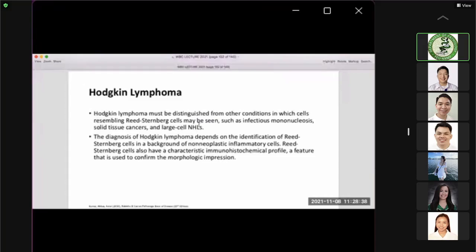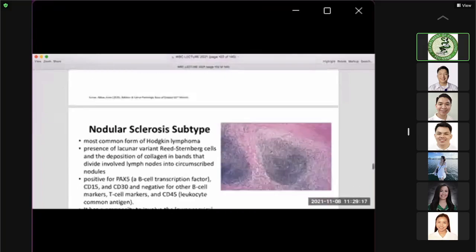Okay, Hodgkin's lymphoma must be distinguished from other conditions in which cells resembling RS cells may be seen, such as infectious mononucleosis, solid tissue cancers, and large cell non-Hodgkin's lymphoma. So the diagnosis of this one depends on the identification of RS cell in the background of non-neoplastic inflammatory cells. Parang mixture of inflammatory cells are observed here, no? With the presence of RS cell. So meron din siyang characteristic immunohistochemical profile, no, which is used to compare the morphologic expression.